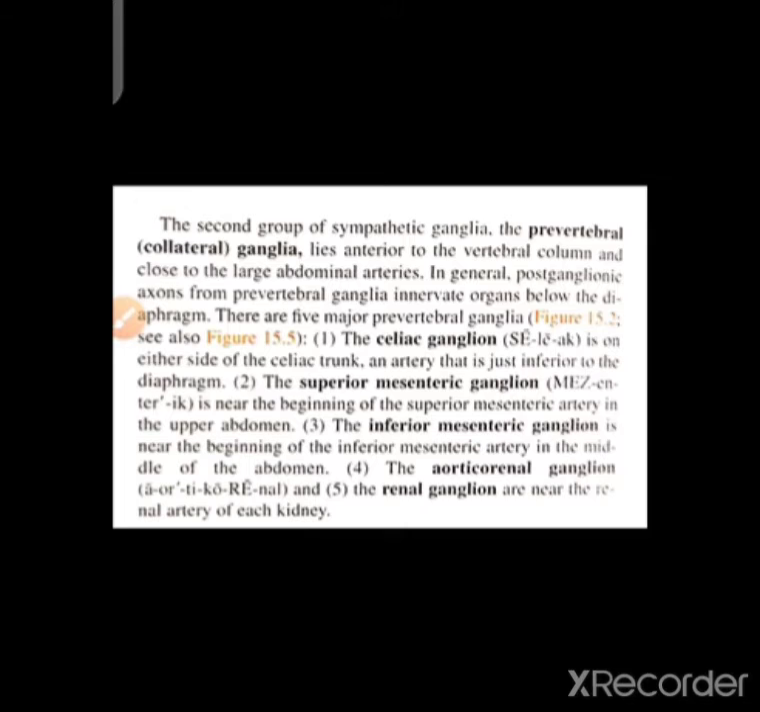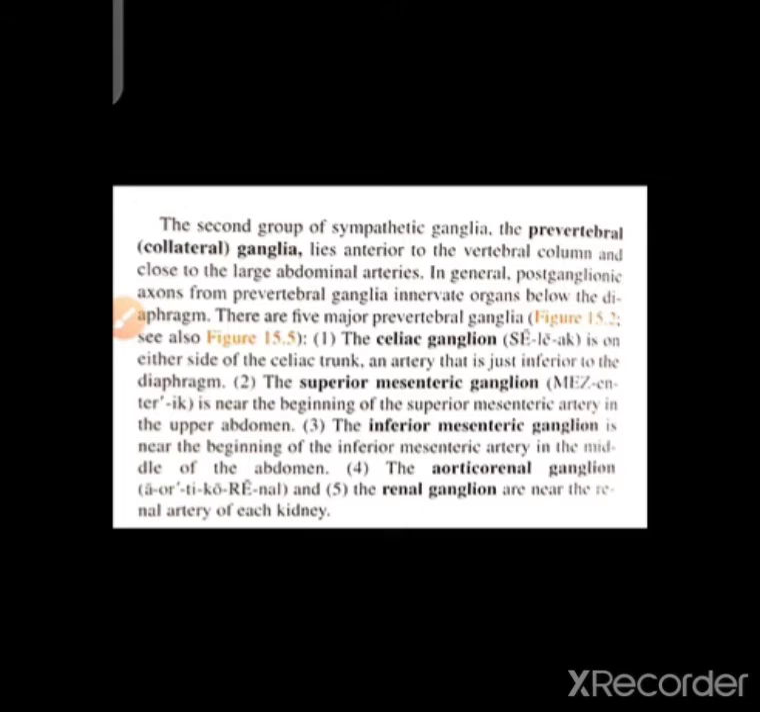Now the 5 major prevertebral ganglia are: the celiac ganglion, on either side of the celiac trunk, an artery that is just inferior to the diaphragm; the superior mesenteric ganglion, near the beginning of the superior mesenteric artery in the upper abdomen; the inferior mesenteric ganglion, near the beginning of the inferior mesenteric artery in the middle of the abdomen; and the aorticorenal and renal ganglia, near the renal artery of each kidney.